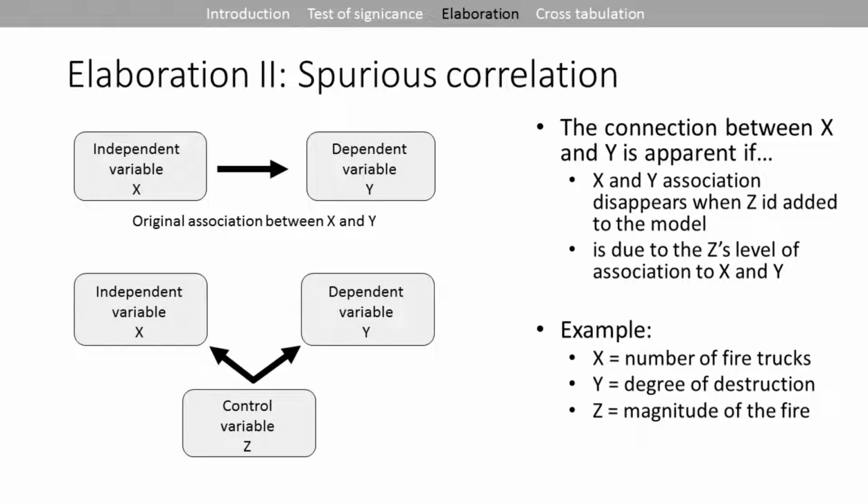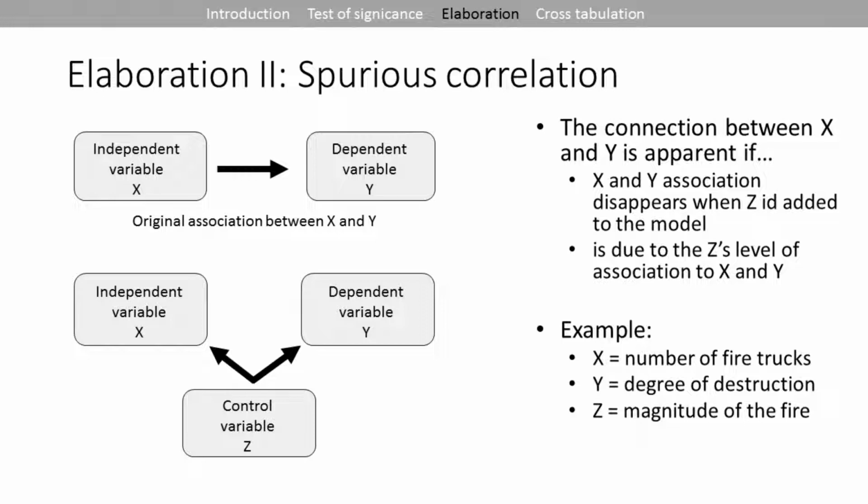And the central rationalization here is that the connection between x and y is apparent if the x and y association disappears when the z variable is introduced in the model. And this disappearance of the association is because z is associated to x and y. One practical example is this: if we treat x, the independent variable, as the number of fire trucks and the y as the degree of destruction.